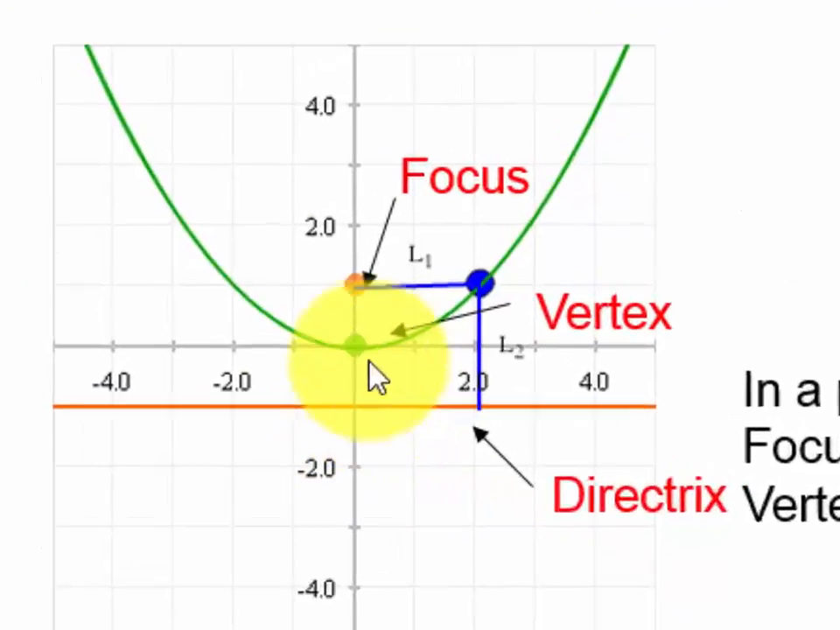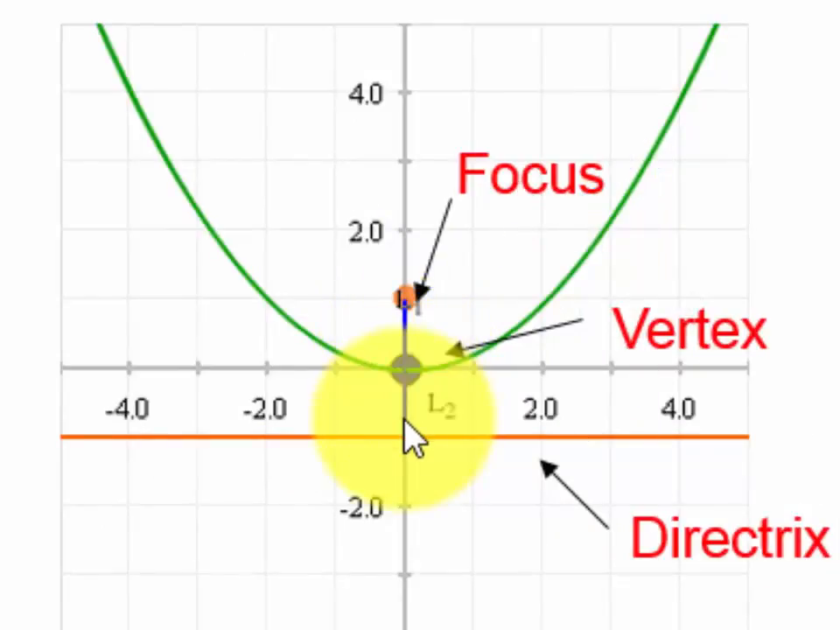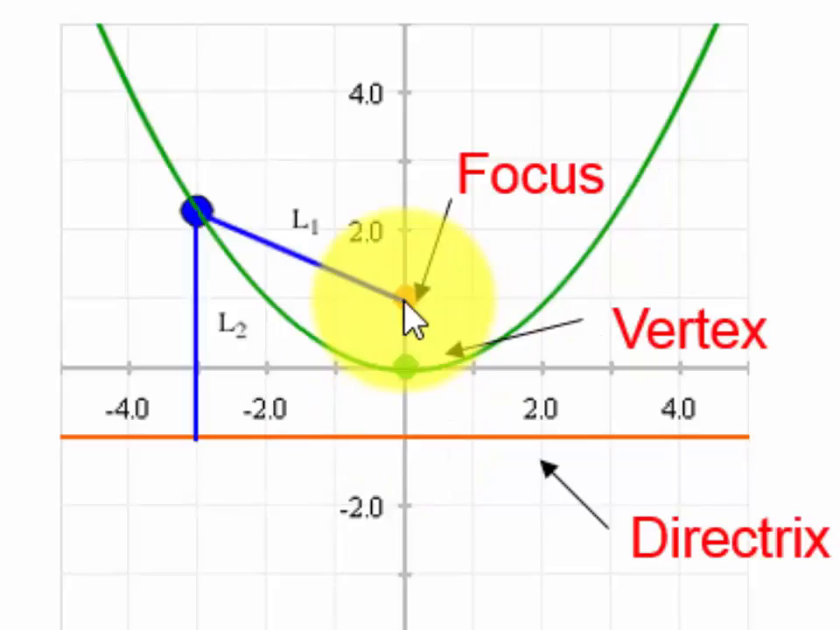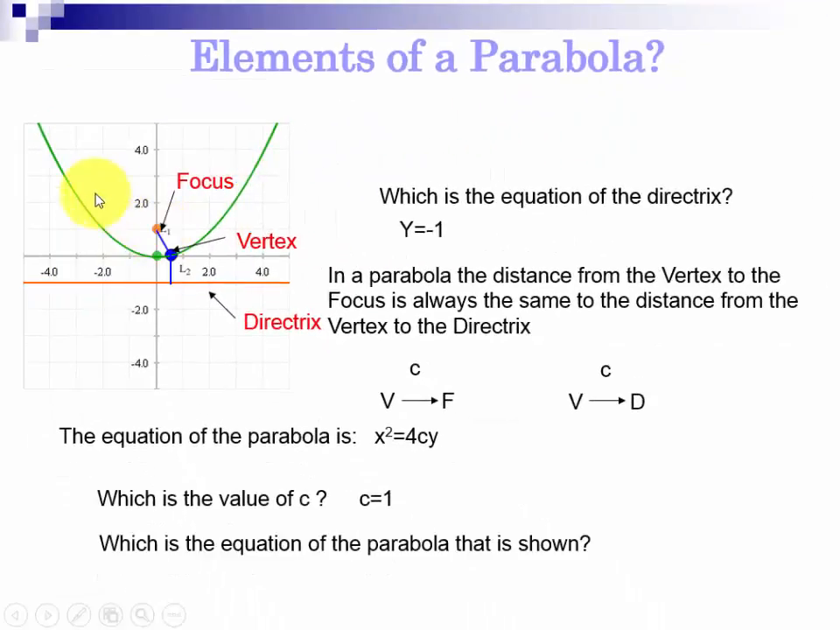What is the value of c? Remember, the value of c is the distance from the vertex to the focus. That is the same as the distance from the vertex to the directrix. As we can see, the distance between this point and this point is 1. If we want to find the equation of this parabola that has its vertex at the origin, we just need to substitute the value of c in the equation. So the equation is x squared equals 4 times c, which equals 1, times y. So the equation of this parabola is x squared equals 4y.